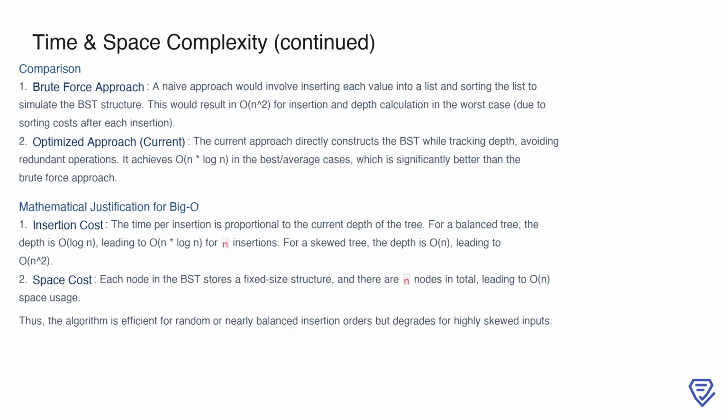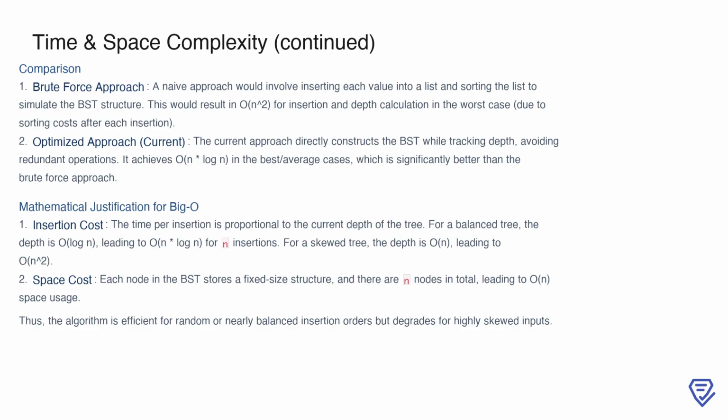To justify the big O analysis mathematically, the insertion cost depends on the tree's depth. For a balanced tree, the depth is O(log n), so n insertions take O(n * log n). For a skewed tree, the depth is O(n), leading to O(n^2).